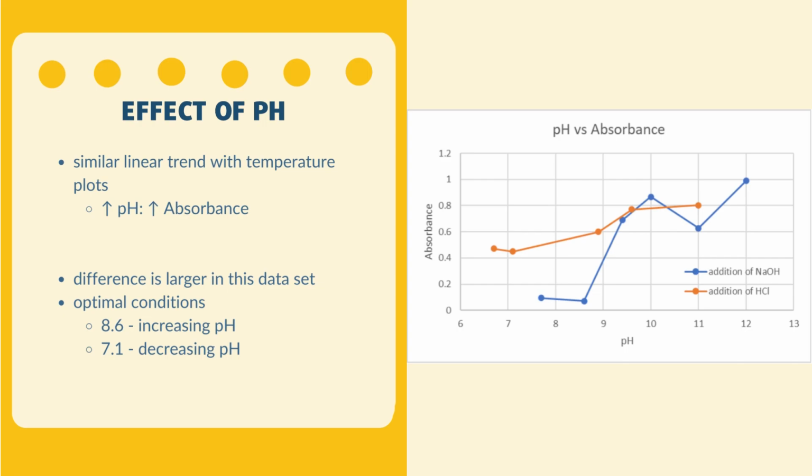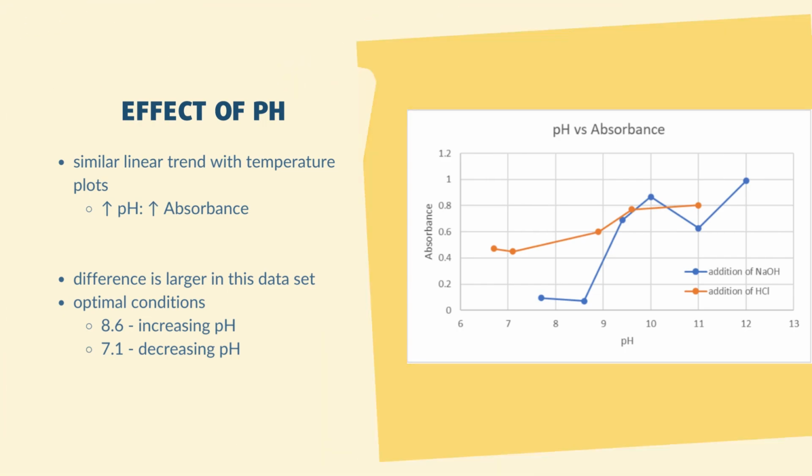However, the difference in values between the increase and decrease in pH is significantly higher compared to similar values. At pH 11, the increase in pH data point indicates an absorbance of 0.63, but the decrease in pH curve has 0.8, indicating an increase of the denatured protein upon reverting back to the solution's pH. The optimal pH is determined to be 8.6 for the increasing pH and 7.1 for the decreasing pH.